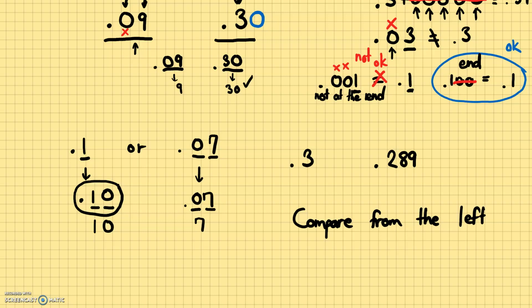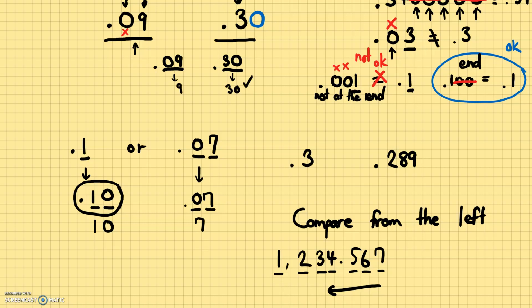Because the more we go to the left, remember the place values we had. Let's say we have a number like this. The farther we go to the left, the bigger the place value becomes. So this one is bigger than this one, bigger than this one, bigger than this one, and it becomes smaller as we go to the right. So we want to compare the biggest place value first.